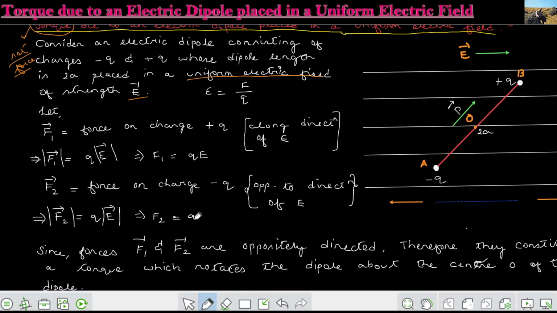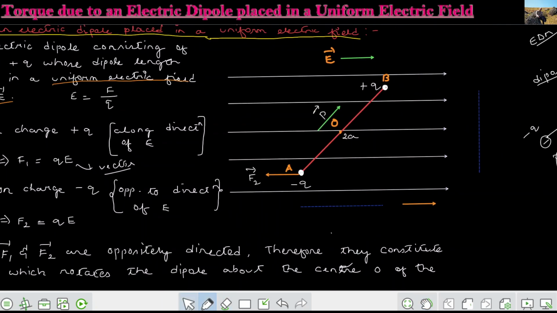But since force is a vector quantity, all forces, both F1 and F2, are vectors in nature. So you have to represent them vectorially. How will you represent them vectorially? For this charge minus Q, I will take this blue colored vector, which means the force on minus Q is F2. Let this be the force acting on the charge minus Q in the direction opposite to the field.